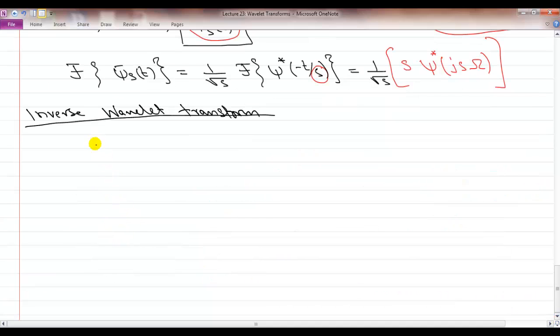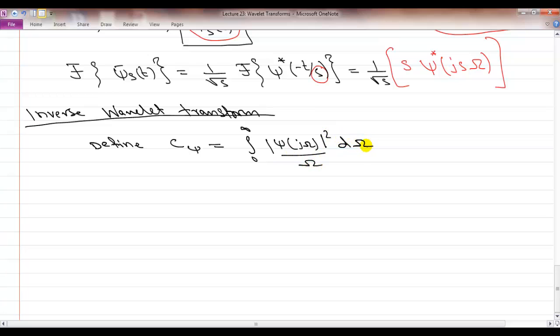So we'll define a constant C of psi, which is equal to the integral from 0 to infinity of |psi(j omega)| squared divided by omega, d omega. Okay. And then the inverse wavelet transform is defined as 1 over C psi.